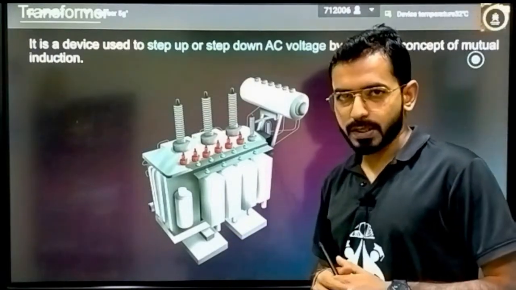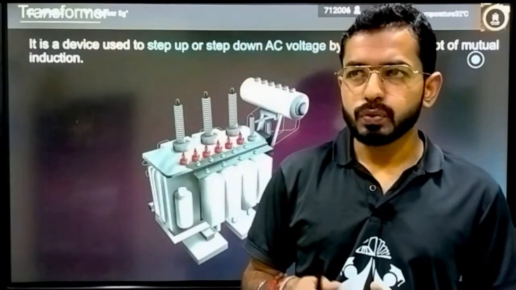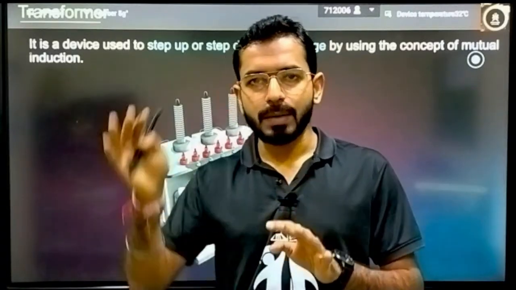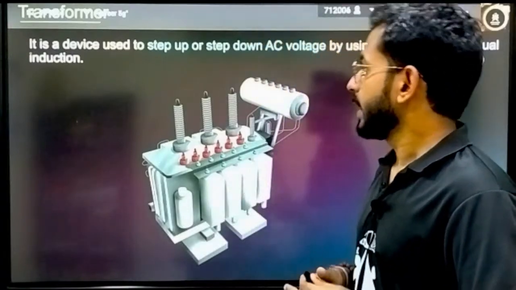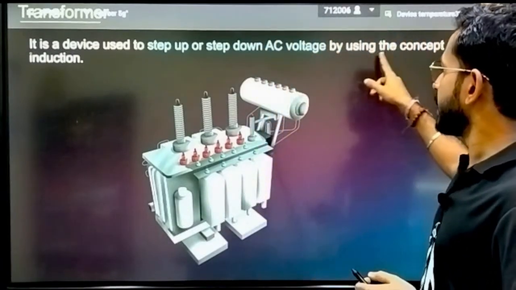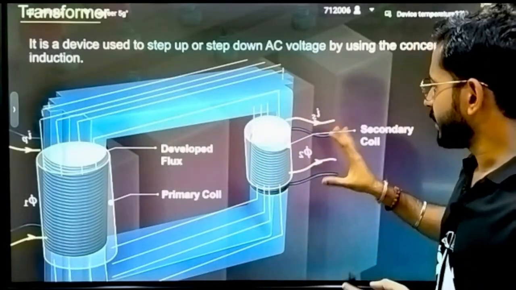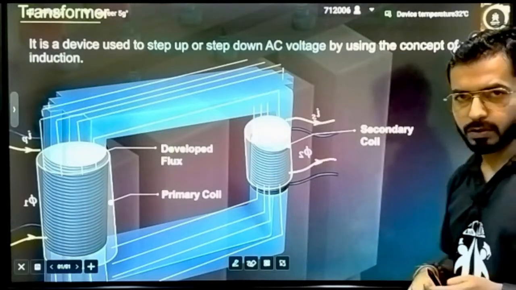There are two kinds of transformers. Transformers are used to step up the output voltage and step down the voltage. A transformer is a device used to step up or step down AC voltage by using the concept of mutual induction. This is the diagram you will have for the transformer. Maybe you would have seen transformers also.